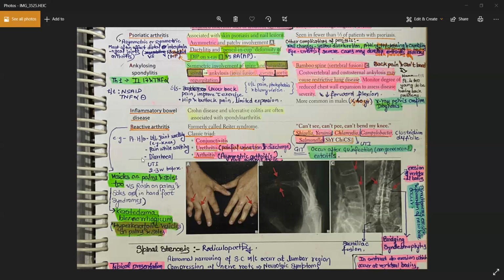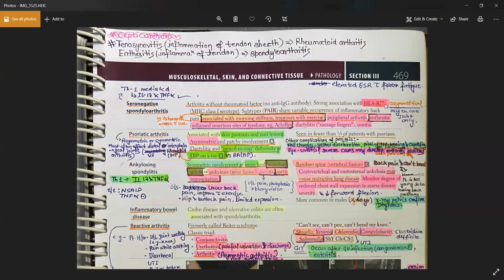Okay, so vesicles on the palms and soles, along with urethritis, diarrhea history, conjunctivitis, and arthritis, you will always think about the reactive arthritis, right? And the patient must be having a history of UTI or the bloody diarrhea. Okay, very important. Any doubt on reactive arthritis? No, thank you. And please note, only the individuals who are having this HLA-B27 in their genome can have this condition. No other individuals can have that.